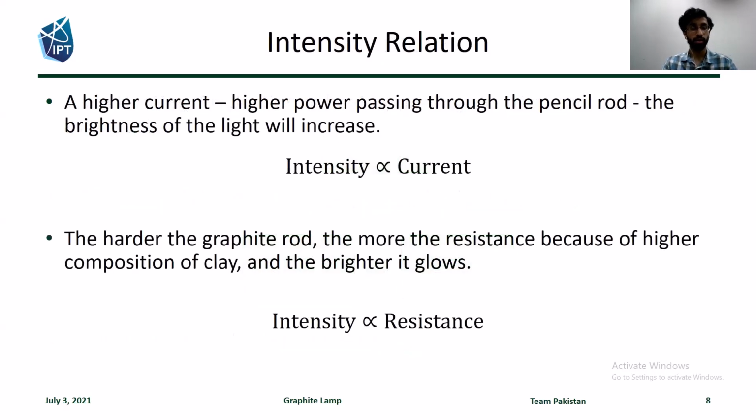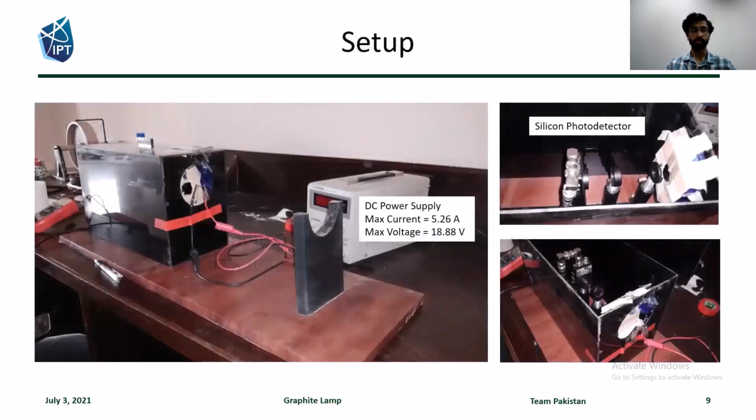In the intensity relation, as higher current or higher power passes through the pencil rod, the brightness will increase. So intensity is directly proportional to current, and intensity is also directly proportional to resistance, since the harder the graphite rod, the more the resistance, and the brighter the glow of the graphite rod. Now, the setup that we used for performing our experiment is this.